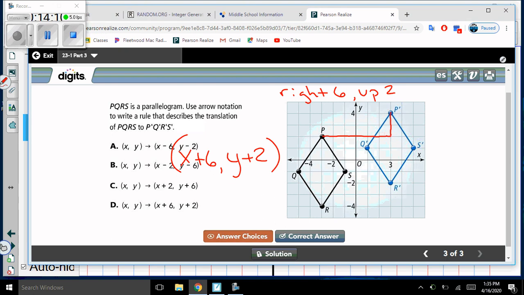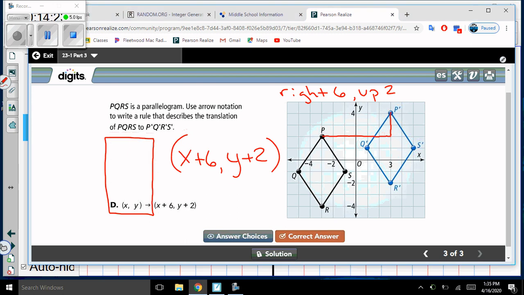Take a look at what our choices were there. And our choices, again, don't forget this piece that I forgot, evidently, plugging that in. D should be our correct answer, I believe. And in fact, it is the correct answer.